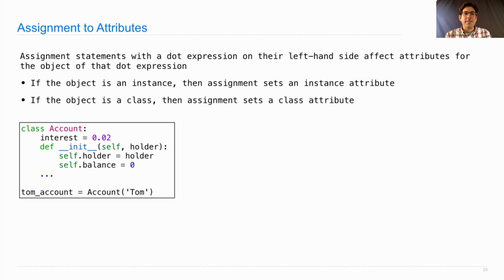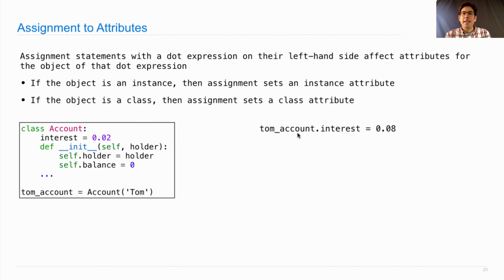So let's say I have the account class. Here I've just shown you part of it. Interest in this definition is already a class attribute because it's defined directly within the class. Whereas holder and balance are instance attributes because they're set on the new instance that's created and passed to init. So account is a class and TomAccount is an instance of the class.